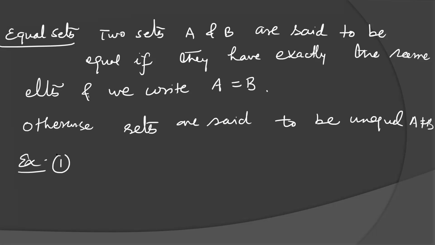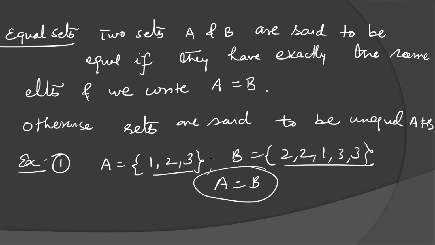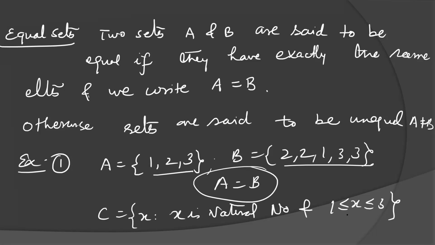For example, if we take a set A = {1, 2, 3} and B = {2, 2, 1, 3, 3}, we can see that the elements in set A are the same as the elements in set B, so A is equal to B because both have the same elements. And if you see the set C, which is in set builder form, x is a natural number and 1 less than x less than or equal to 3, between 1 to 3, you will get only this type of elements. So you can see that A equal to B equal to C.